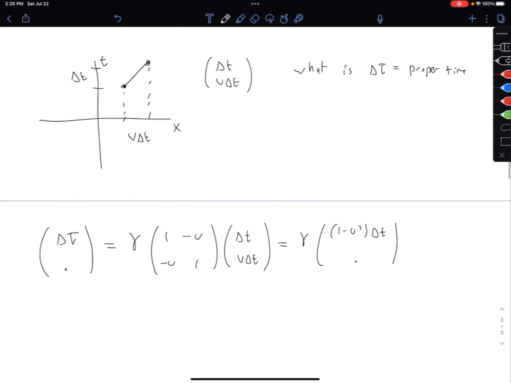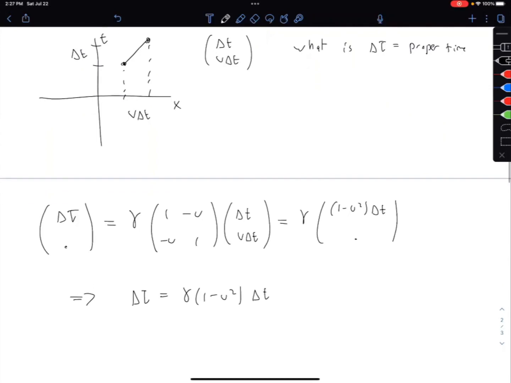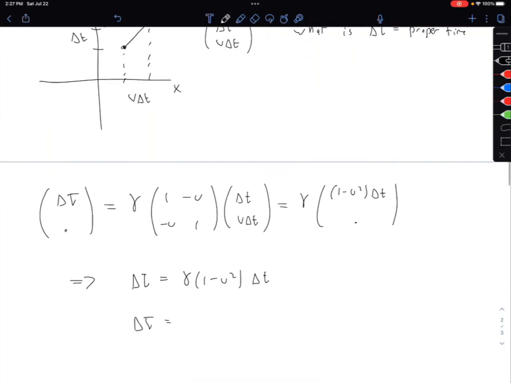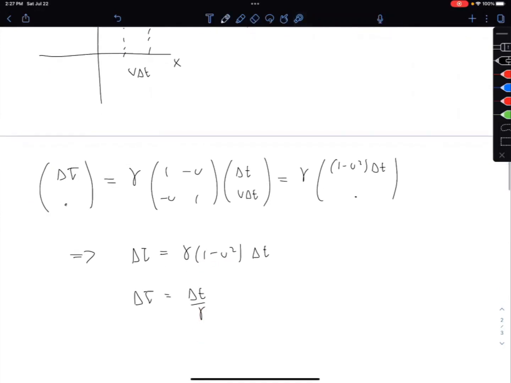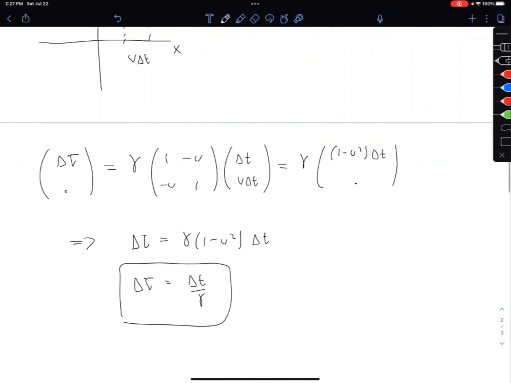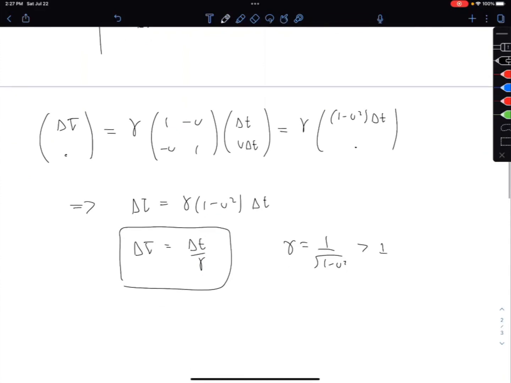And that means that delta tau is gamma times 1 minus v squared times delta t. And that means that delta tau is going to be delta t over gamma, because if I were to just simplify this, I would just get a 1 over the gamma factor. So this is the time dilation, and remember that gamma is 1 over the square root of 1 minus v squared, right? And this is greater than 1, right?